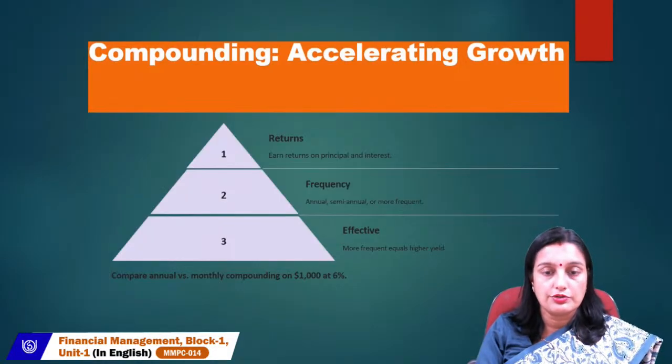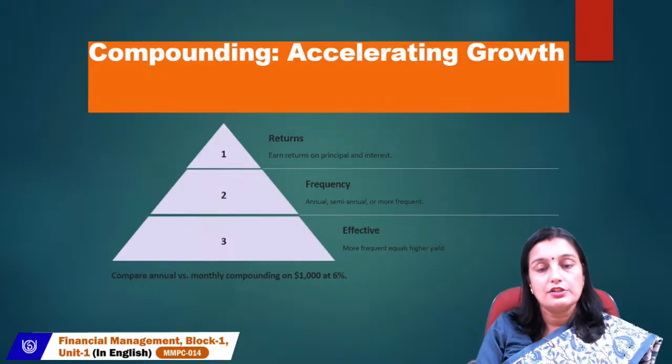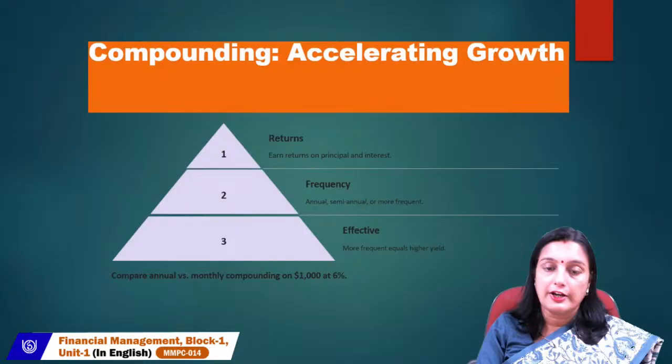So it is also important. The second is frequency. The frequency of the time value of money may be annual, semi-annual, or more frequent. And the third one is effectiveness. More frequent equals higher yield. So this is the compounding and accelerating growth of the time value of money.